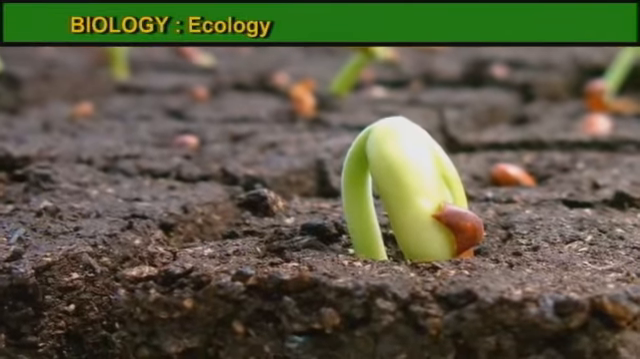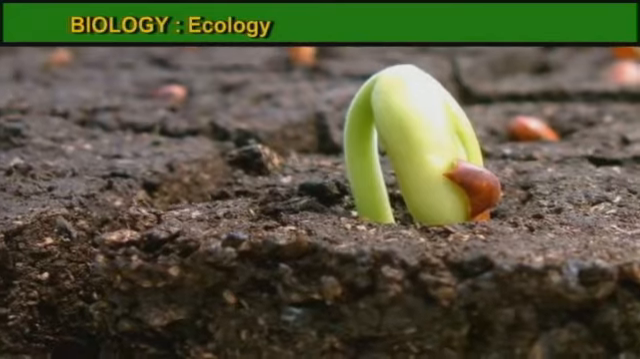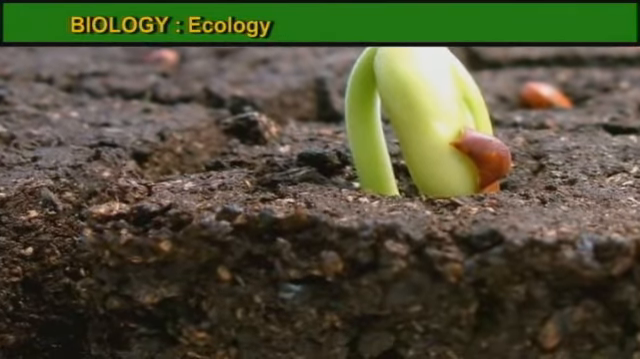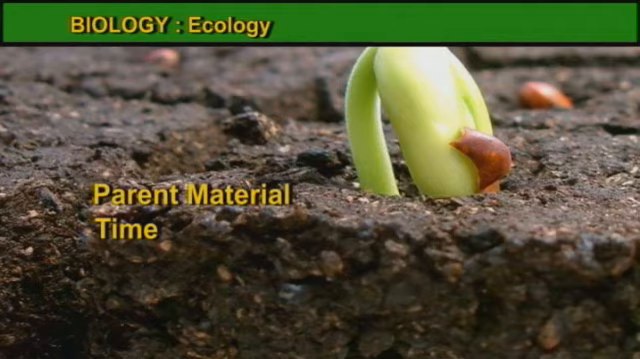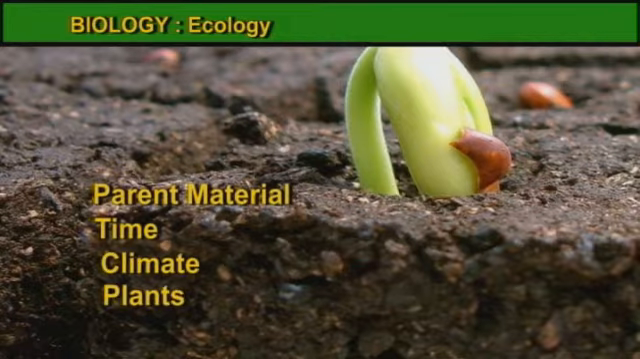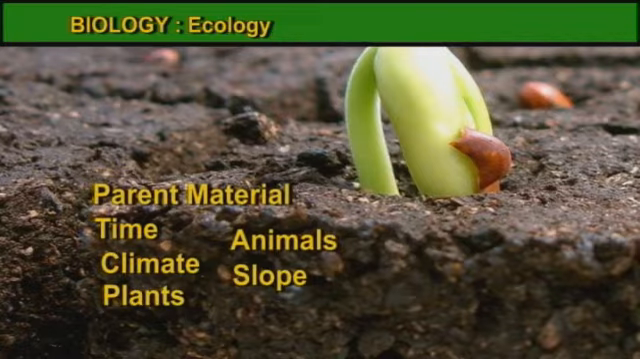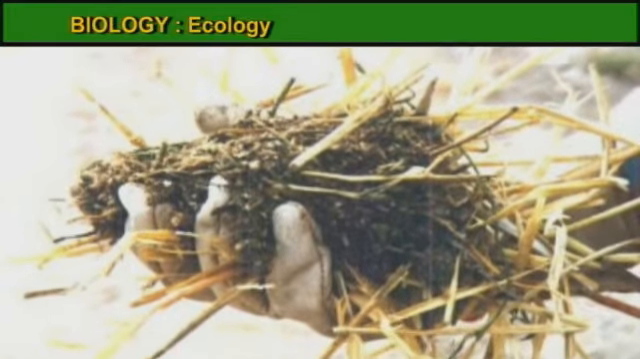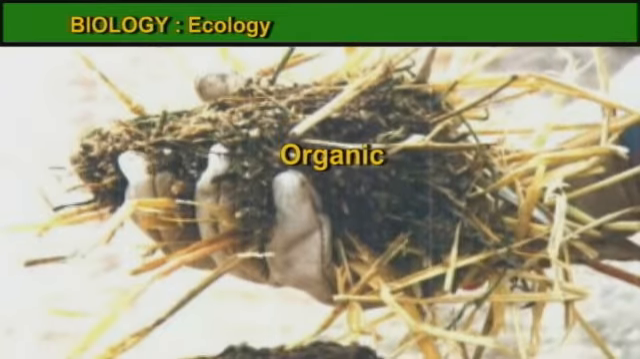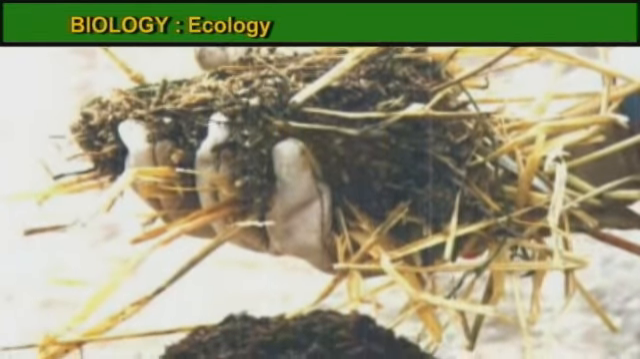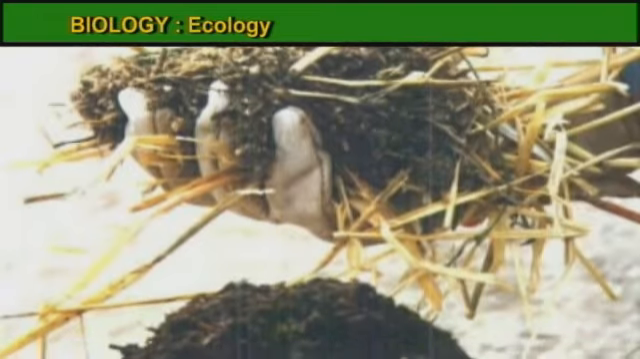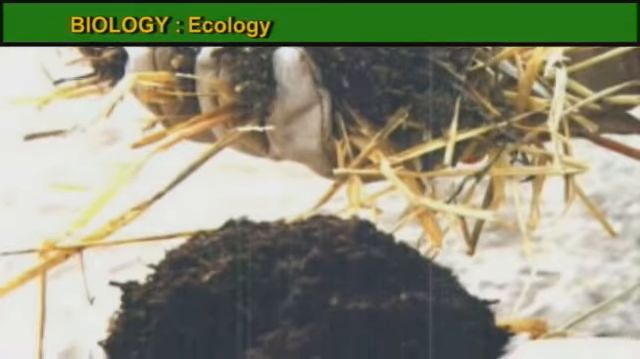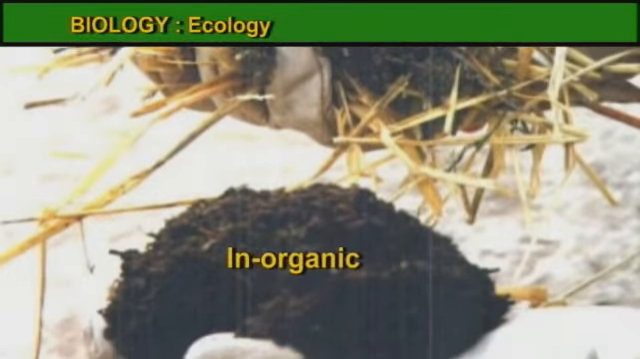Soil is a natural resource that is a product of the interaction of several factors such as parent material, time, climate, plants and animals, and the degree of slope. Soil is made up of both organic and inorganic materials. The organic materials are plants and animals that are or were once alive, and inorganic materials are mainly rocks and mineral particles.